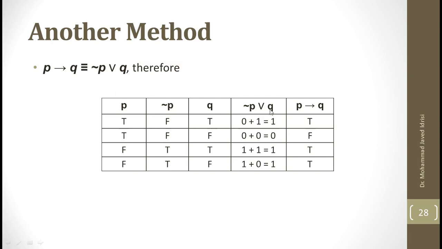As we discussed in previous slides, this OR means the addition. So negation of P and Q, 0 plus 1 is 1, resultant is true. 0 plus 0, 0, resultant is false. 1 plus 1 is 1, resultant is true. 1 plus 0 is 1, resultant is true. Here we can see that this P implies Q is false if and only if P is true and Q is false.